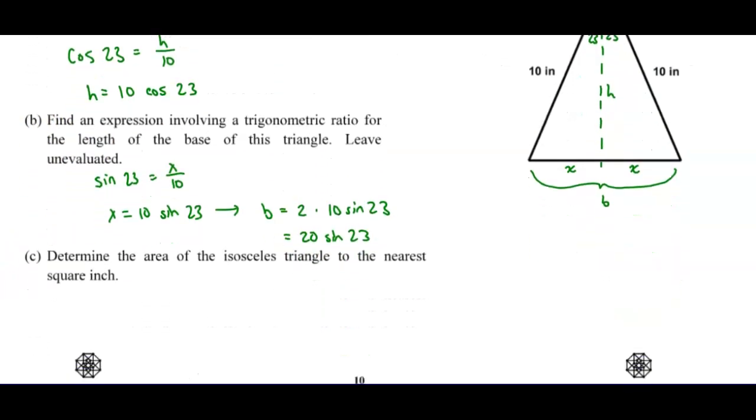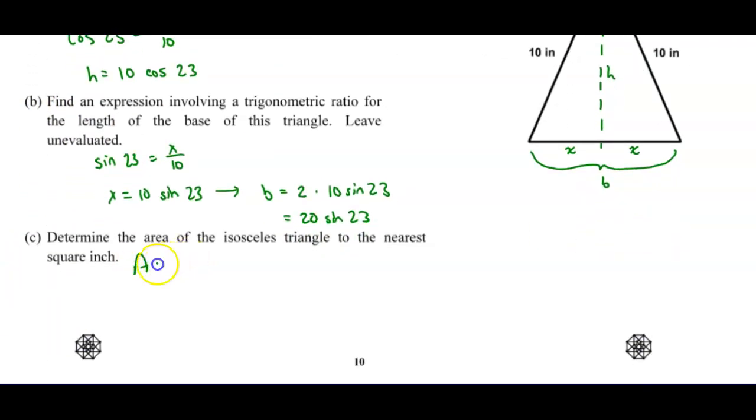So finally, to determine the area of the isosceles triangle to the nearest square inch, it's 1/2 base times height, or 1/2 times base 20 sine 23 times height 10 cosine 23. All of that comes out to approximately 36.